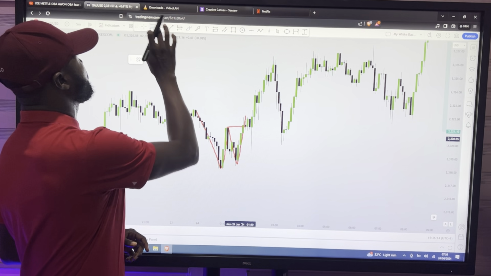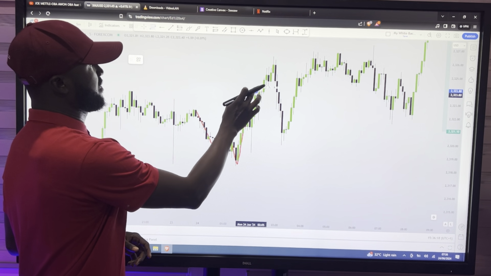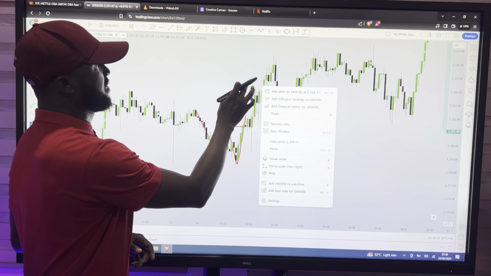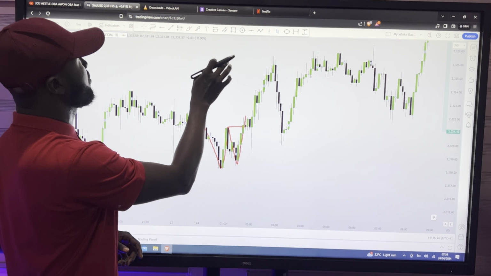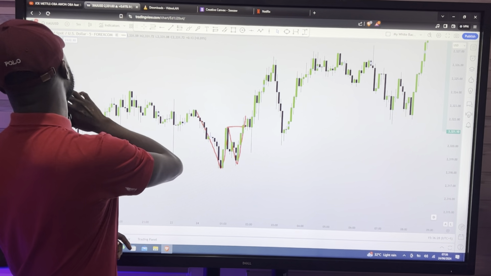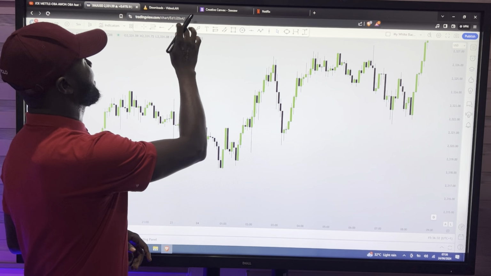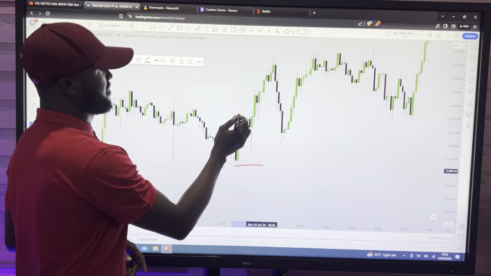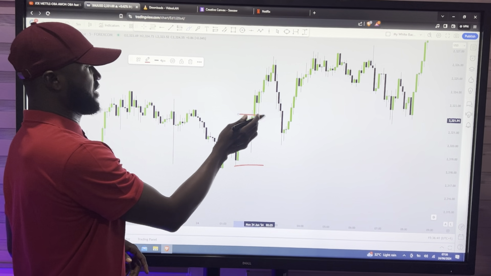Obviously, if you are to do premium and discount from here to here, let me make this properly so you can see it. I think I have tampered with the colors, so let me quickly adjust it. All right, so let's say you are doing premium and discount. This is from here to here, because look at this, price went up all the way to this area.